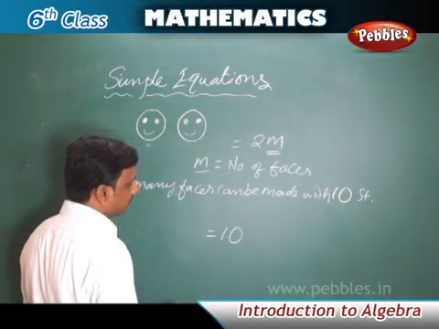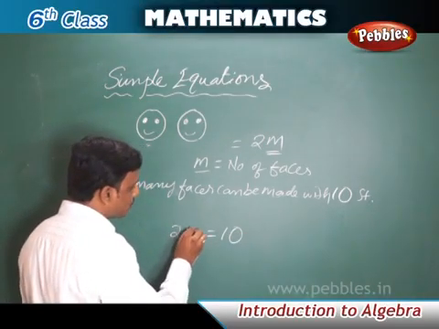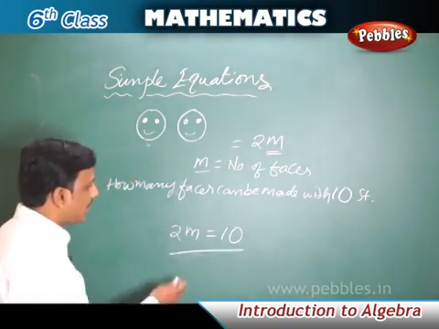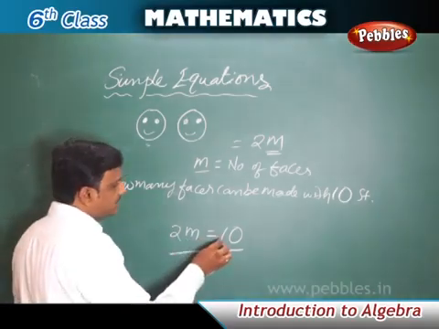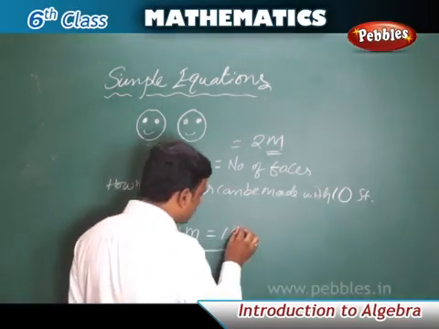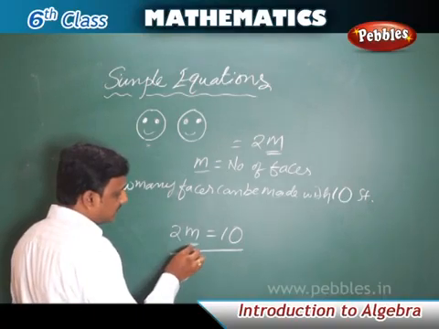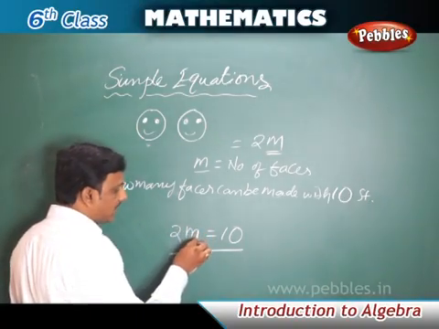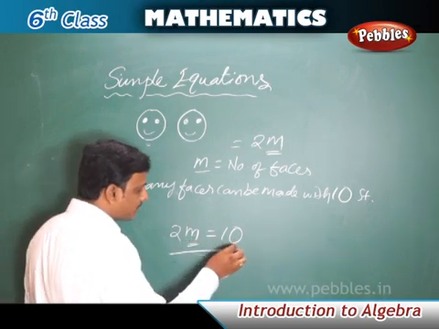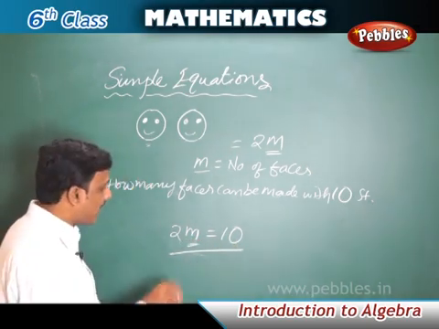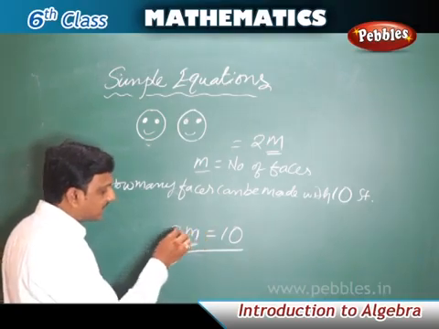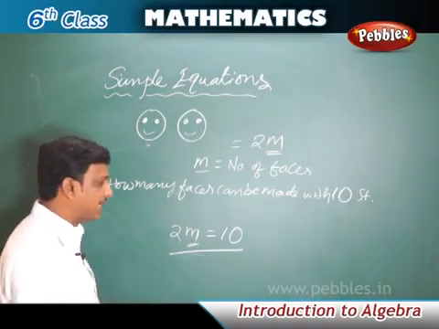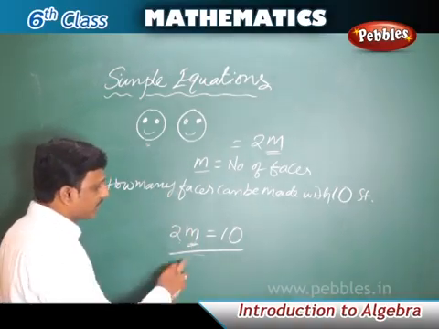So how do we find out? 2m is equal to 10. With 10 stickers, how many faces? The number of faces becomes m. We use the variable m. 2m is equal to 10. Now we have to see which value of m satisfies this. That means we have to find the value of this variable m.